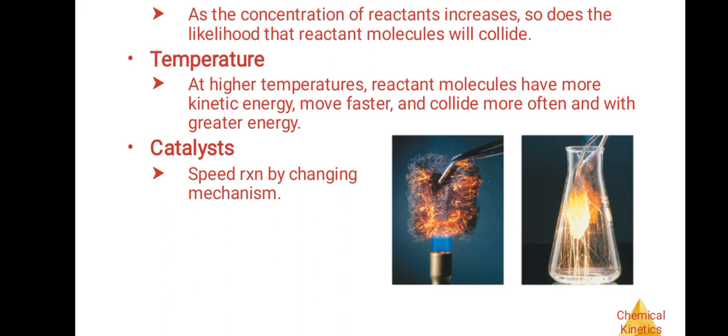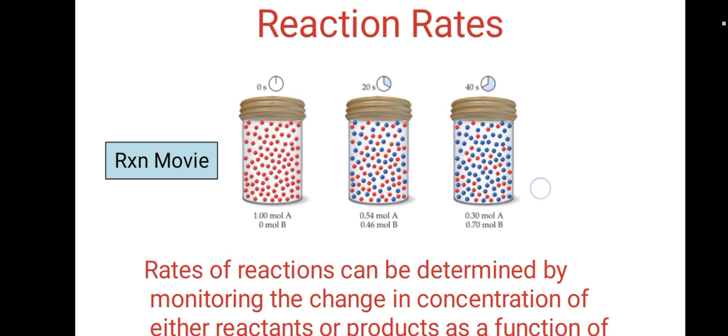Then you expect that reaction to either increase or decrease in speed. So a catalyst changes the rate at which a reaction takes place. It affects the reaction mechanism of that particular reaction. And of course, we go to the reaction rates. So I think we have a reaction movie here.